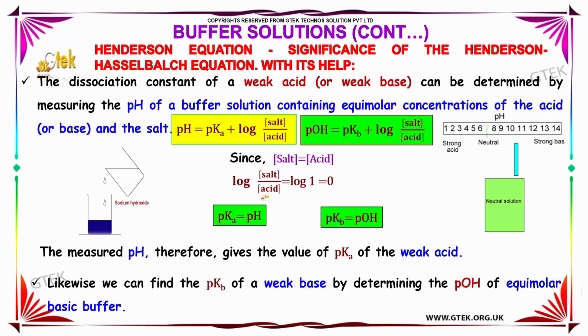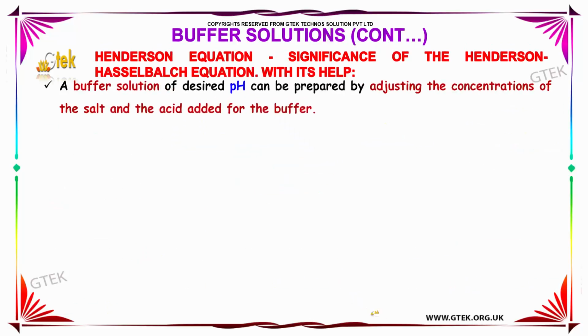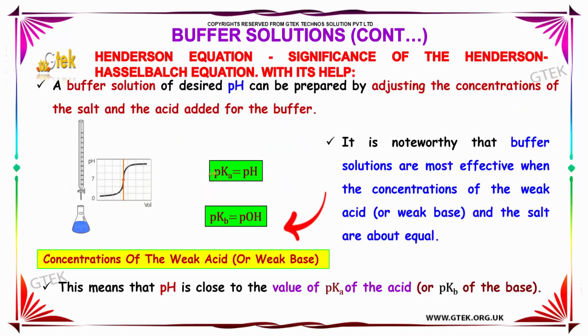Likewise, we can find the pKb of the weak base by determining the pOH of an equimolar basic buffer. A buffer solution of desired pH can be prepared by adjusting the concentrations of the salt and the acid added for the buffer. It is noteworthy that buffer solutions are most effective when the concentrations of the weak acid and the salt are about equal. This means the pH is close to the value of pKa of the acid, or as we can say, pKb of the base.